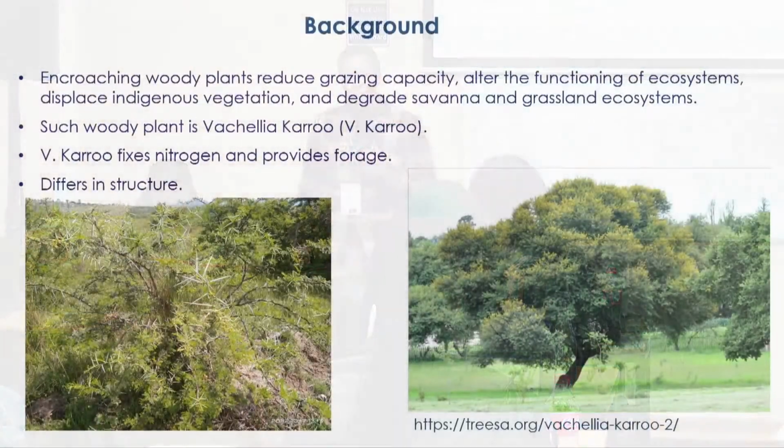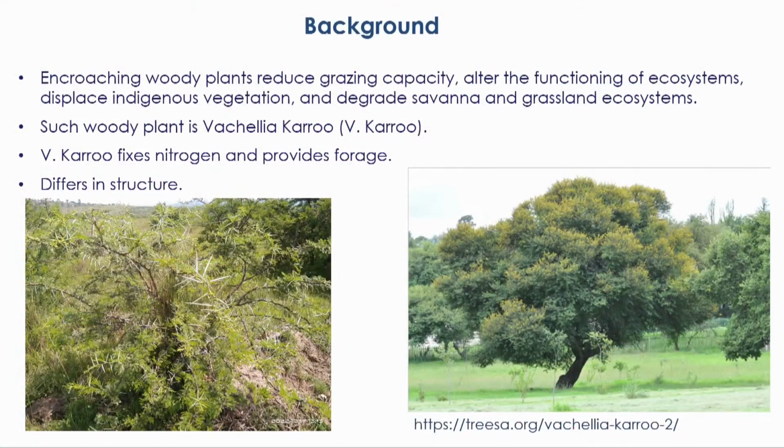This particular work is discriminating Vachelia karoo from cohabiting vegetation using in situ hyperspectral data and simulated multispectral bands. Encroaching woody plants reduce grazing capacity, alter the functioning of the ecosystem, displace indigenous vegetation, and degrade savanna and grassland ecosystems. One such encroaching woody plant is Vachelia karoo, which is a thorny woody plant that belongs to the Fabaceae family.